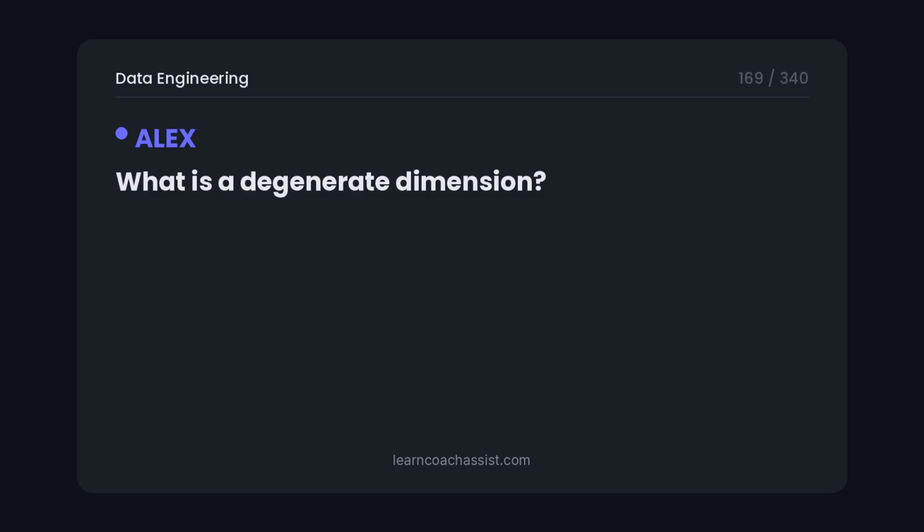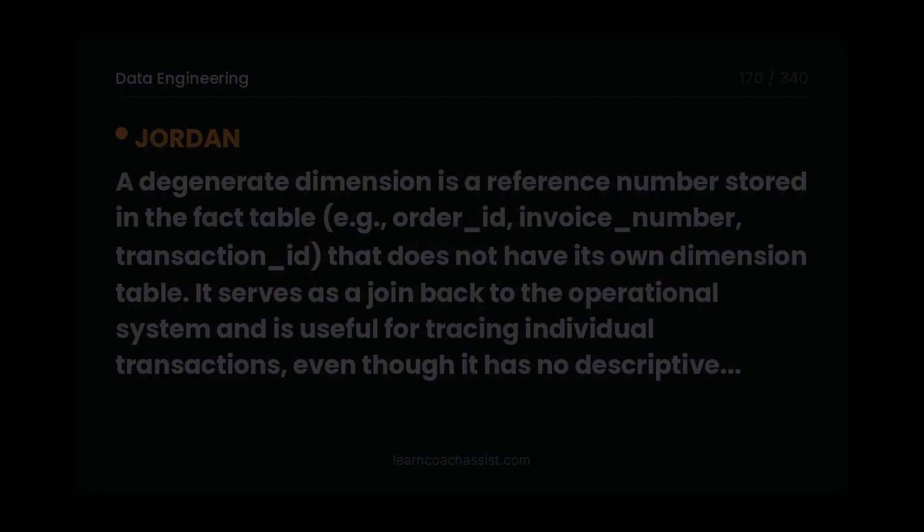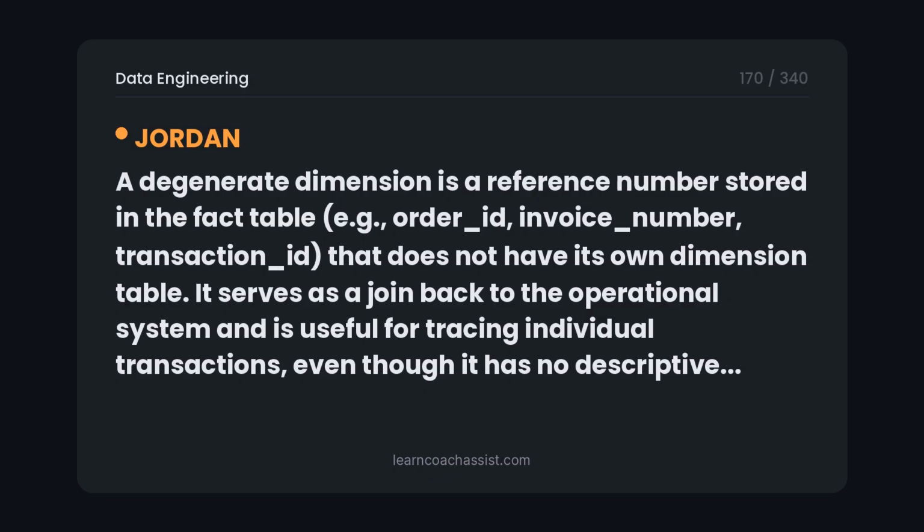What is a degenerate dimension? A degenerate dimension is a reference number stored in the fact table, e.g., order_ID, invoice_number, transaction_ID, that does not have its own dimension table. It serves as a join back to the operational system and is useful for tracing individual transactions, even though it has no descriptive attributes.